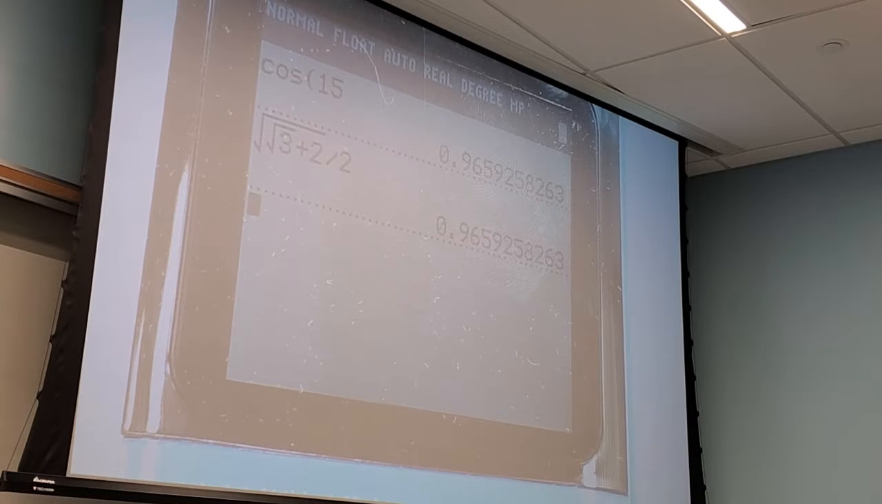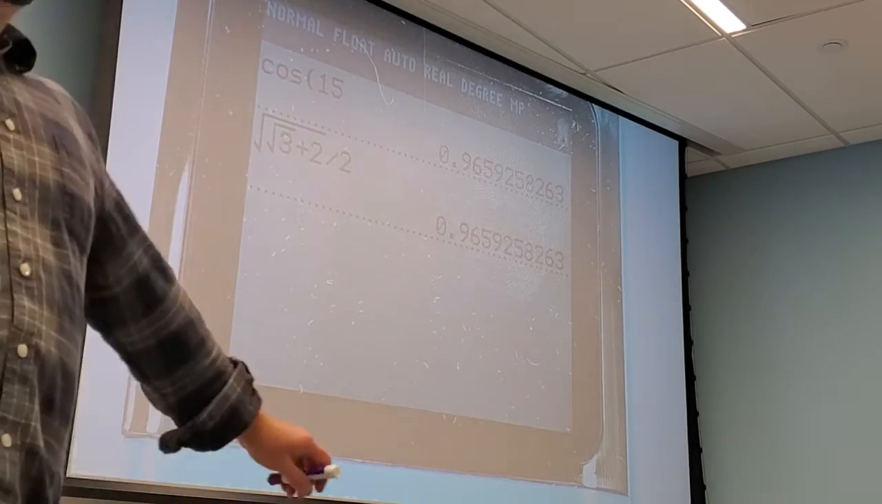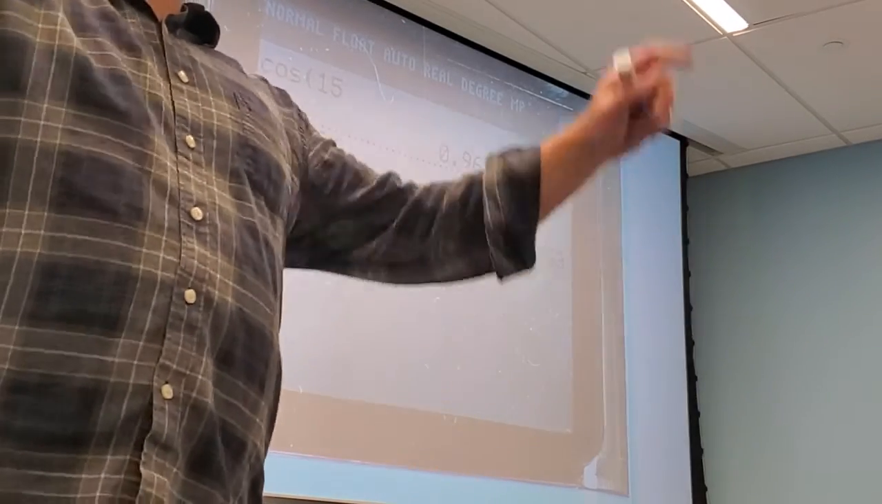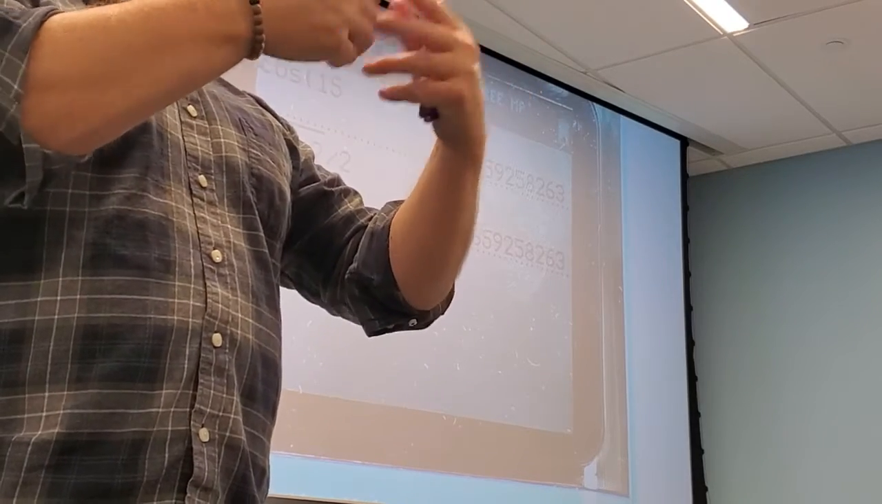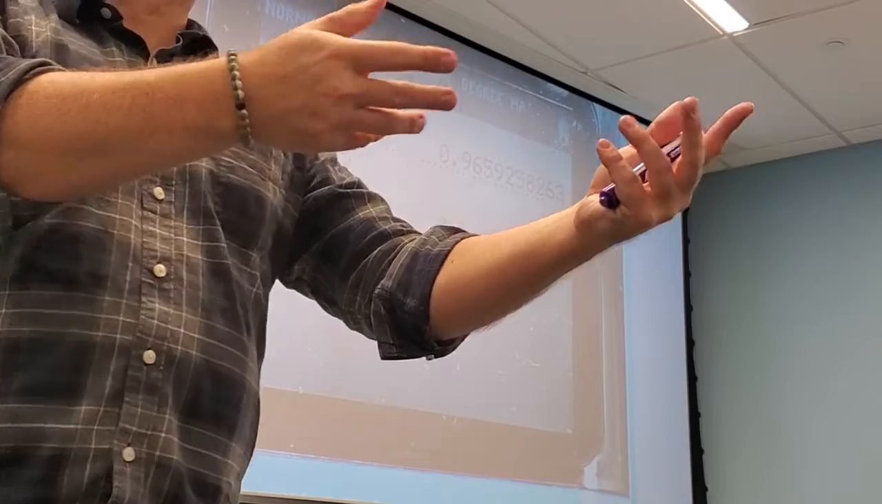How would you do sine of 22.5 degrees? Can I do something similar to what I just did? And isn't that, what's twice 22.5? 45. All right, so.